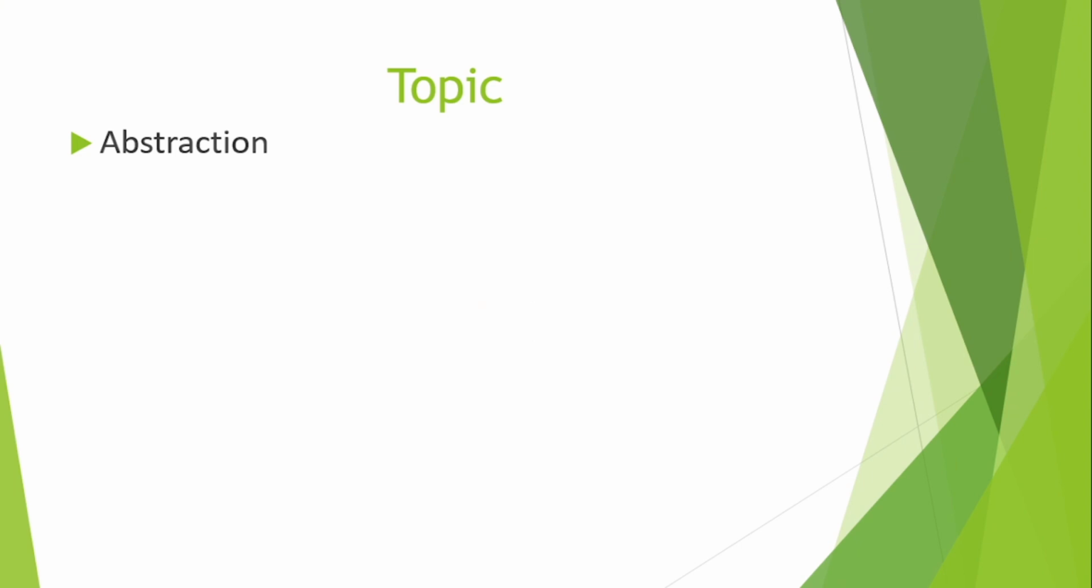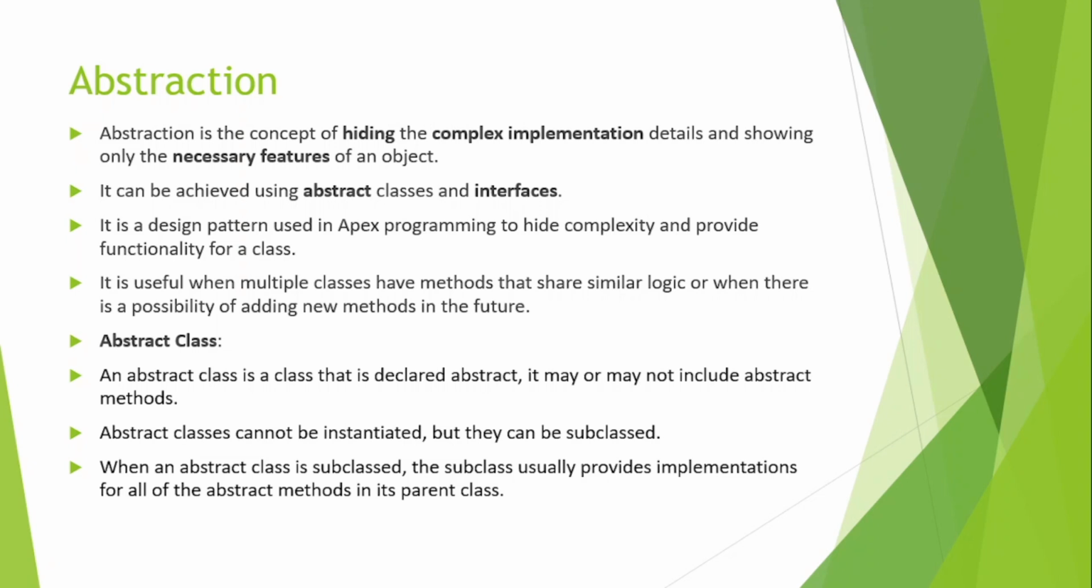Topic what we are going to cover in this session, that is abstraction. Abstraction is the concept of hiding the complex implementation details and showing only the necessary features of an object. It can be achieved using abstract class and interfaces. It is a design pattern used in Apex programming to hide complexity and provide functionality for a class. It is useful when multiple classes have methods that share similar logic or when there is a possibility of adding new methods in the future.